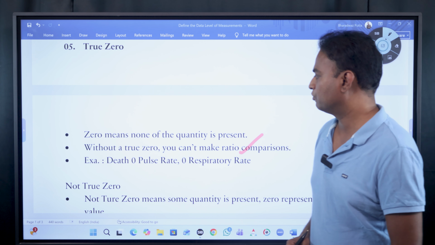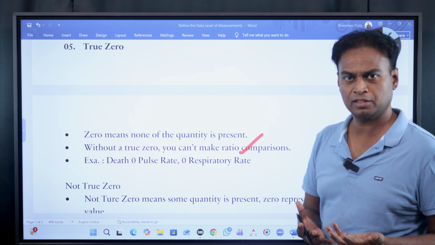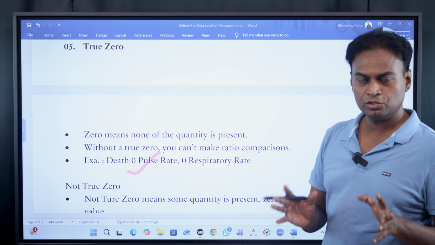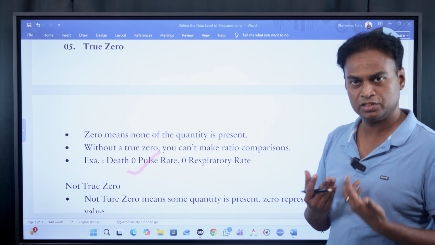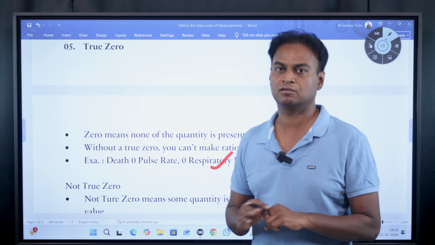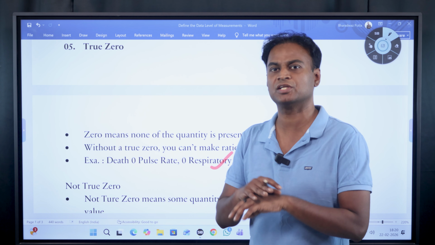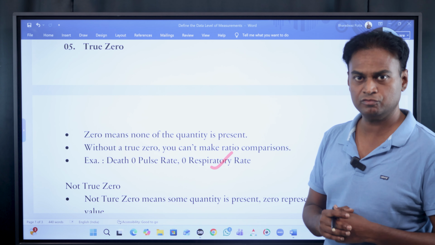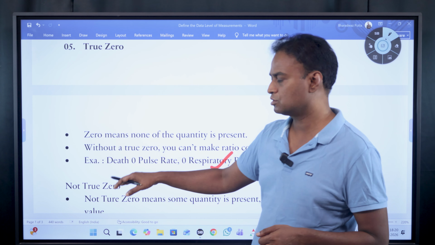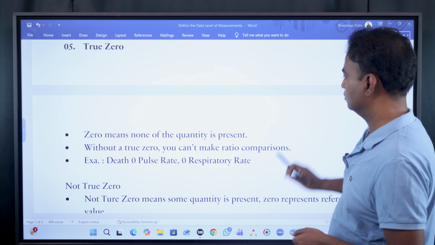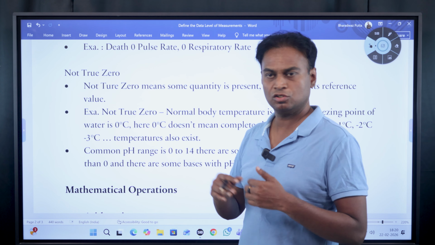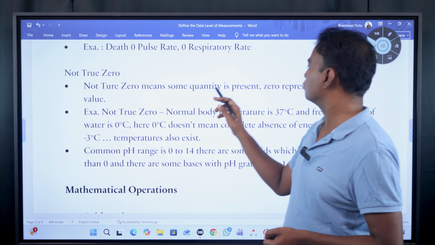For example, one person is dead, right? What is his pulse rate? 0. It means absent. The same person who is dead will have 0 respiratory rate. There is no respiratory rate, there is no heart rate. It means 0 means the patient is dead. This is the meaning of true 0. You will understand what is true 0 once we go for what is not true 0. Okay, this is a very important one. Try to understand what is meant by not true 0. Not true 0 means quantity is present.